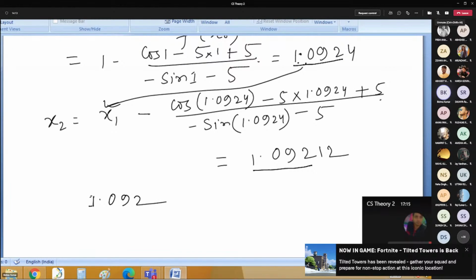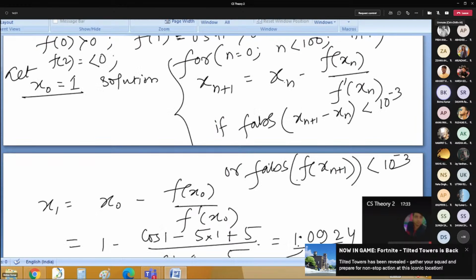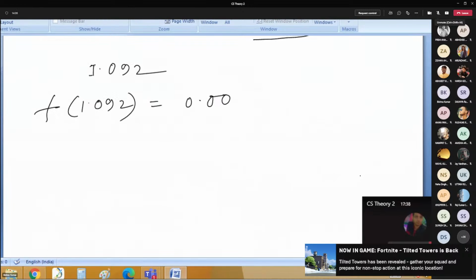If you think this is the root, you put this value back in the main function, f of 1.092. I am sure it will give you at least approximately 0. Whatever, it can be positive or negative, that does not matter. That is why I have taken the absolute functional value at that point. Its modulus value will be approximately 0. So you may say this is the solution, not exact, but a better approximate in this method.